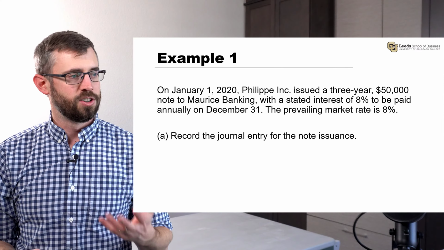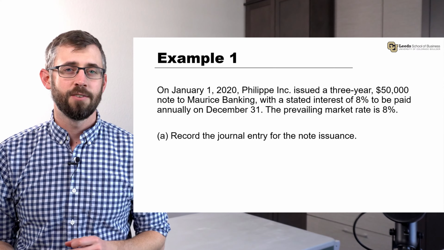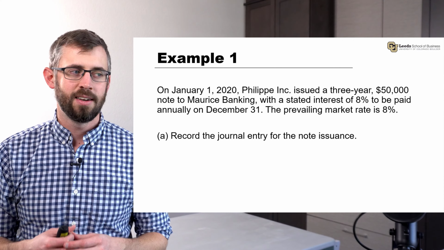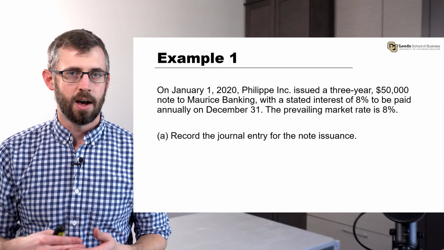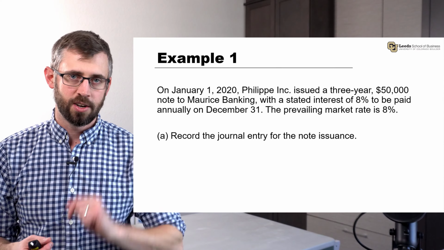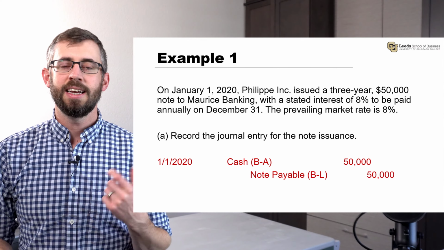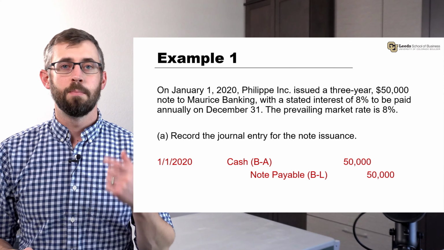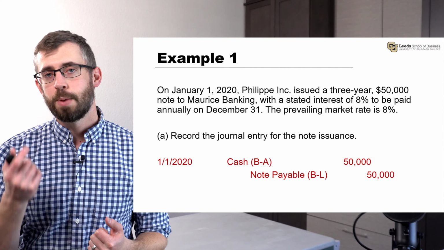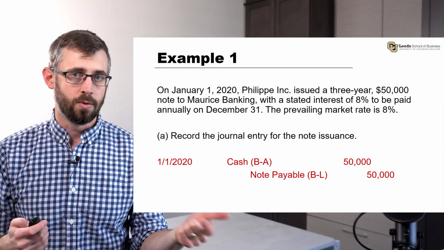So let's say on January 1st, 2020, Felipe Inc. issued a 3-year $50,000 note to Maurice Banking with a stated interest rate of 8%, and it's to be paid annually on December 31st each year. The prevailing market rate is 8%. So we have an 8% coupon rate and an 8% market rate. Now, when these are equal, we said we're going to issue this at face value. So we are going to borrow the $50,000, that is the face value of the note, and we're going to record a note payable liability for that $50,000 because the liability will always equal what we owe in present value terms.